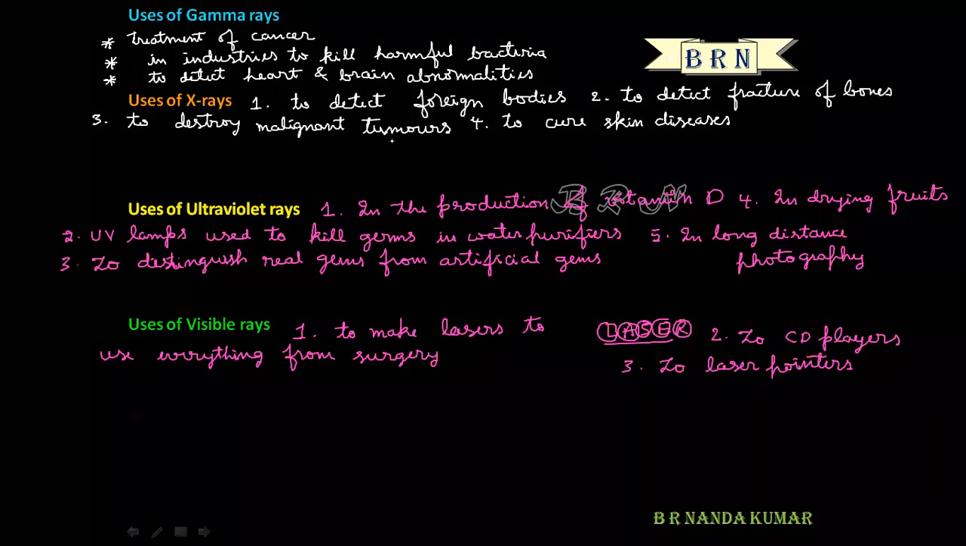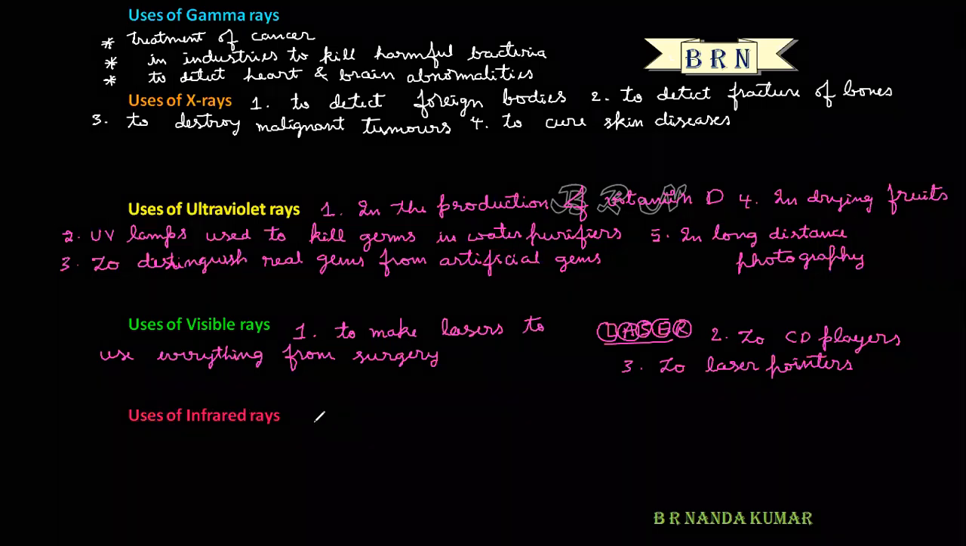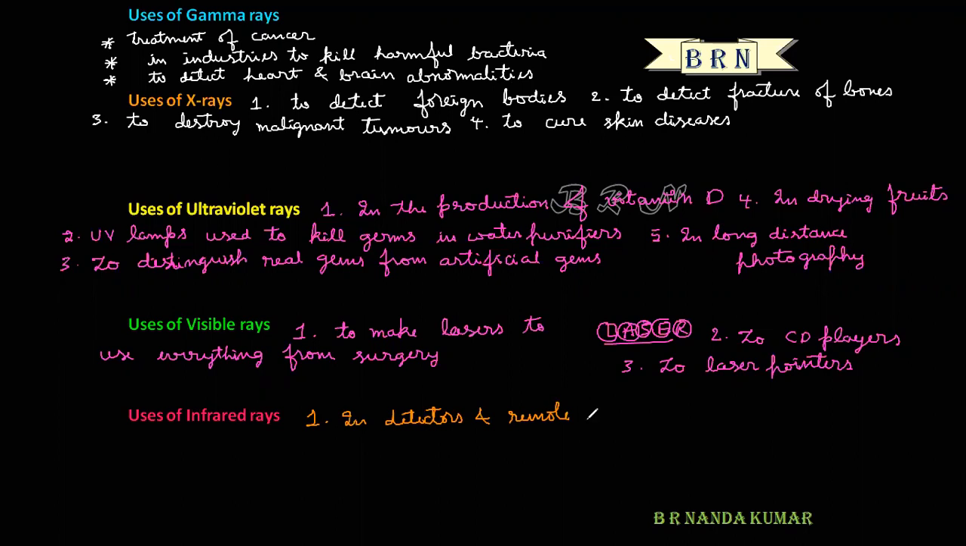The next one, uses of infrared rays. They are used in detectors and remote switches, and IR ray photographs are used for weather forecasting.